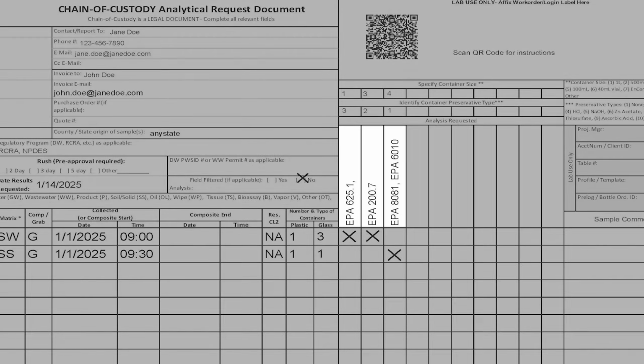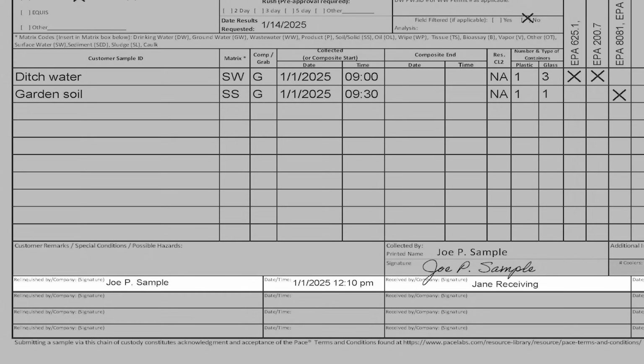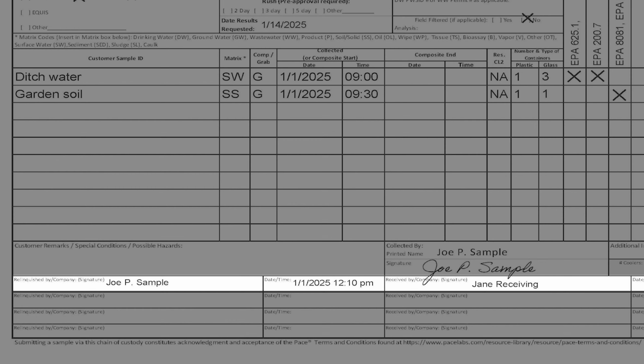Any special remarks or notes that apply to the sample, such as observed conditions during collection or specific instructions for handling. Special remarks can provide additional context or instructions that are important for the sample's analysis and interpretation. Documentation of who relinquished the sample and who accepted it, including their names, signature, and date and time of the transfer. This ensures a continuous and verifiable chain of custody by recording each transfer of the sample, preventing unauthorized handling or tampering.